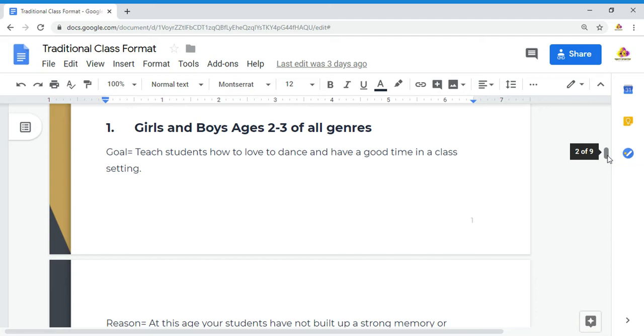So what are you focusing on as a teacher? I want to focus on getting them to have a little bit of a memory. I want them to know how to interact with students, and I want them to enjoy themselves. That's very simple. Okay? That's a very simple job when you're dealing with that age group. And you can't expect too much from them. You can't push them too hard or they will never enjoy coming to dance class. Okay? So let's move on.